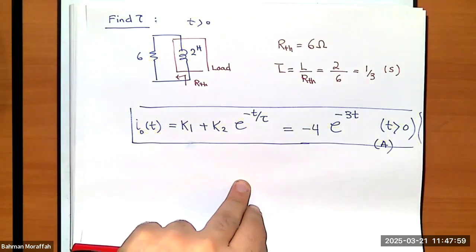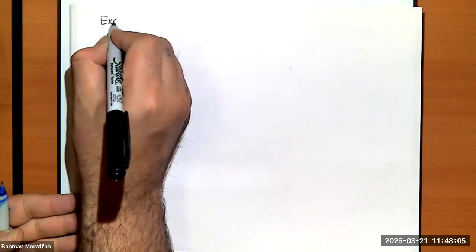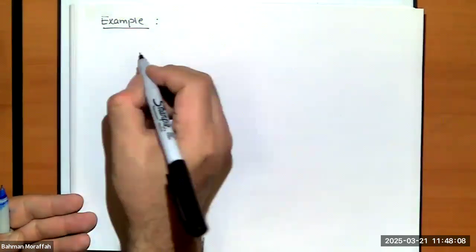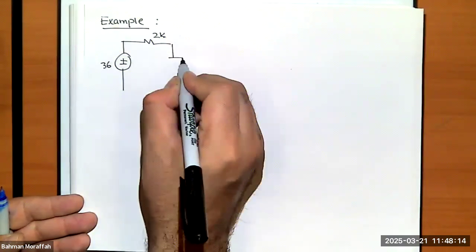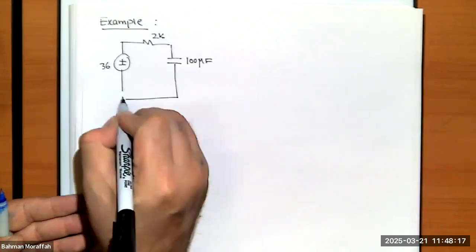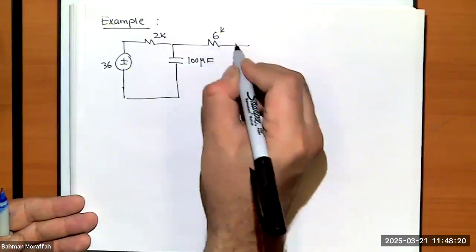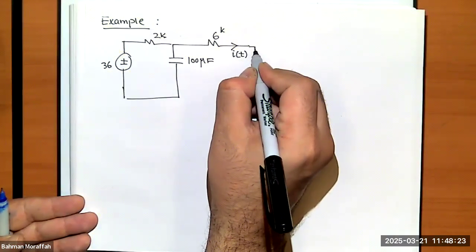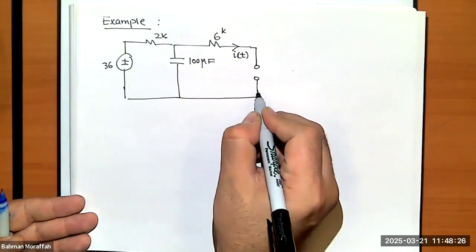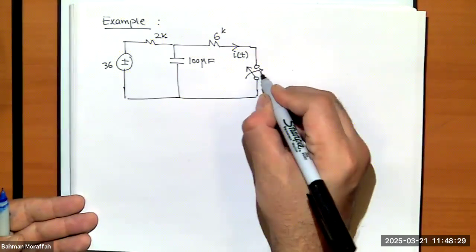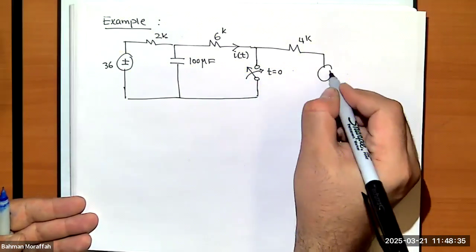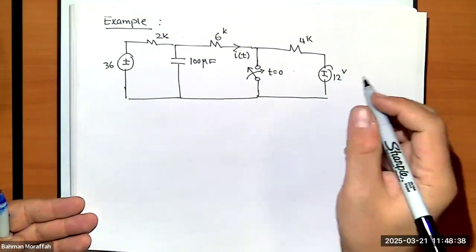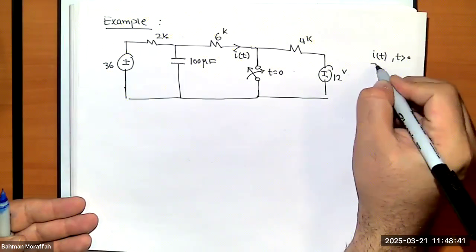Let's do one more example, just to make sure it clicks. Let's say I am given this circuit. It's a 36, a 2K, a 100 microfarad, a 6K, and let's say we have a switch that we know closes at t equal 0. I have a 4K, and I have a 12 volts. And the question is, what is IT for time greater than 0?